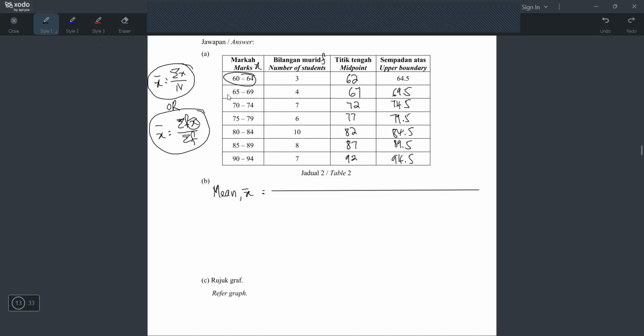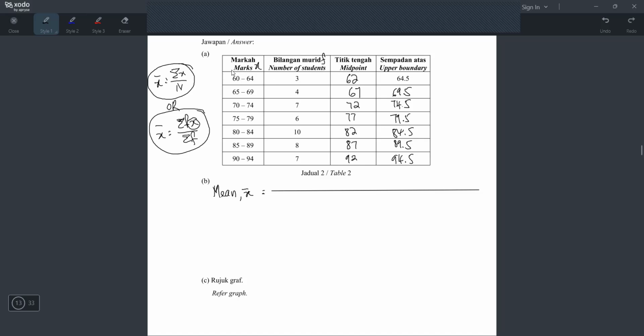Remember, you have to choose the midpoint. Because when we don't know which number to choose in the class, we have to choose satu wakil. So siapa yang wakil? Midpoint. It means you take 60, 64 punya midpoint. So instead of taking 3 times the marks, you will take 3 times with the midpoint. The midpoint of the class, which is 62.